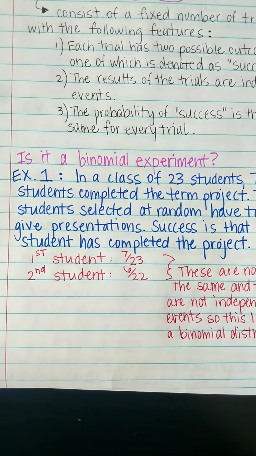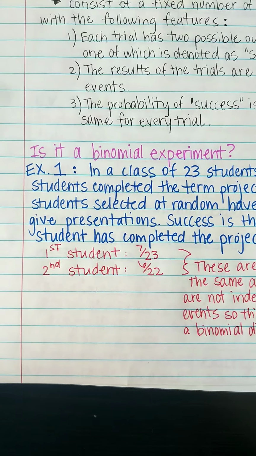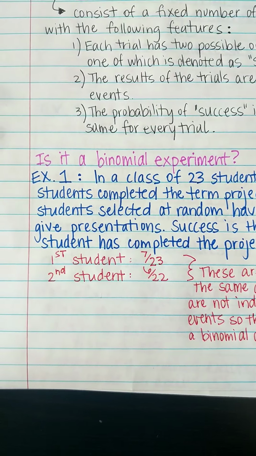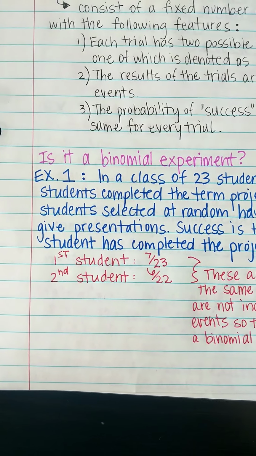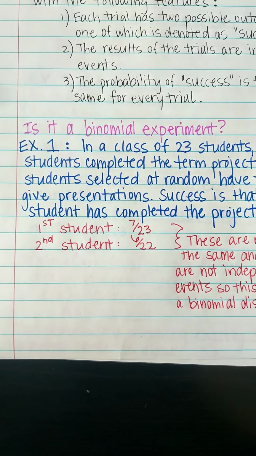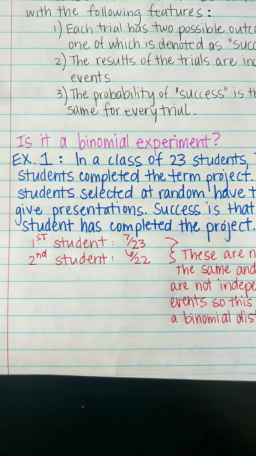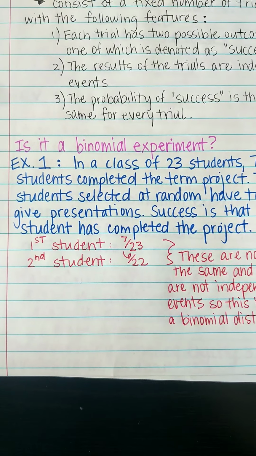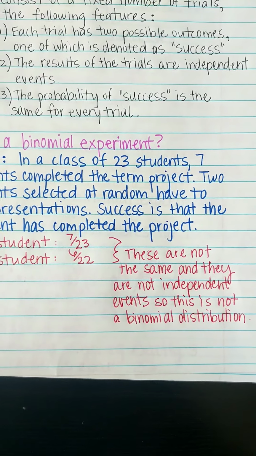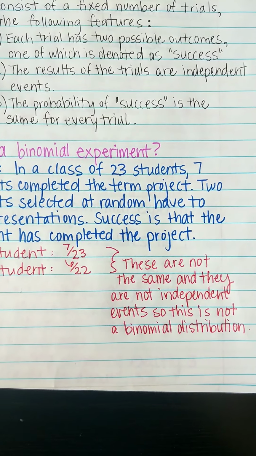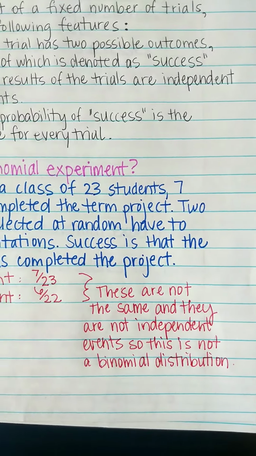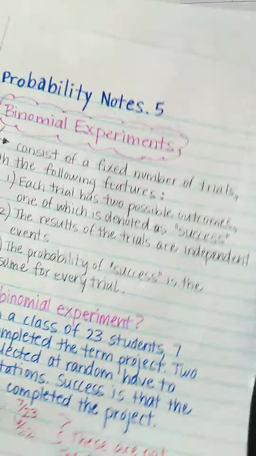If we were to give the odds of the situation, for the first student we grab, the odds are 7 out of 23 that the one I randomly choose has completed the project. Success, yay. The problem is that the second student's odds would only be 6 out of 22, because I've removed one student from the class who did complete it, so now there's only 6 left and only 22 students left. Because these are not the same and they're not independent events, this is not a binomial distribution, and we couldn't use the formulas that follow. So just keep that in mind as we're doing this.